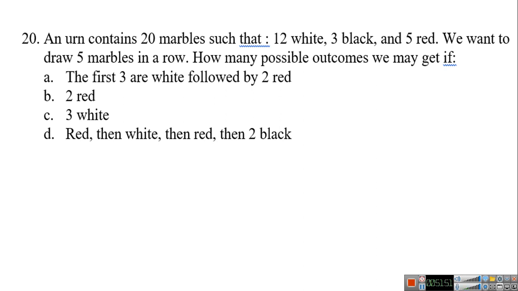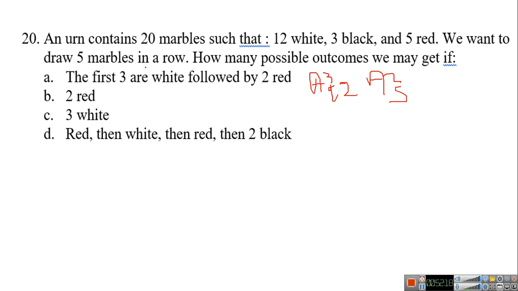An urn contains 20 marbles such that 12 white, 3 black, and 5 red. We want to draw 5 marbles in a row. How many possible outcomes we may get? The first 3 are white. Order is important here. The first 3 are white, so 3 out of 12, an arrangement, followed by 2 red, so 2 out of 5.